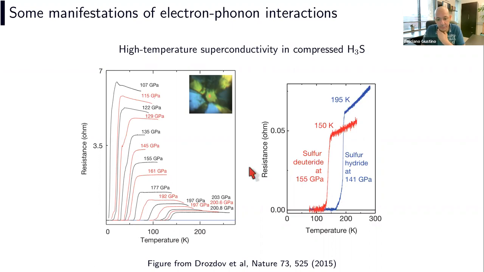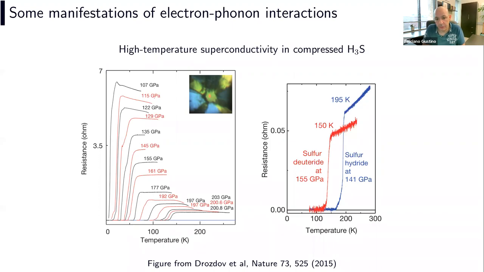And the plots that you see here are from this work where essentially they found that by compressing hydrogen-based materials at extremely high pressure, so we're talking about 200 GPa here, you can form a metal that actually has very high superconducting critical temperature. So in this case, it's maybe 200 Kelvin, and more recently there's been work showing that one can even reach room temperature.